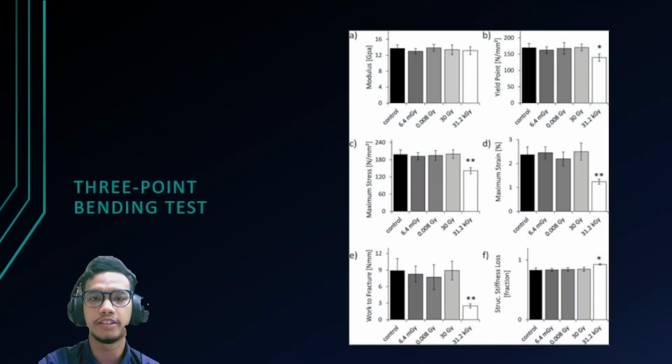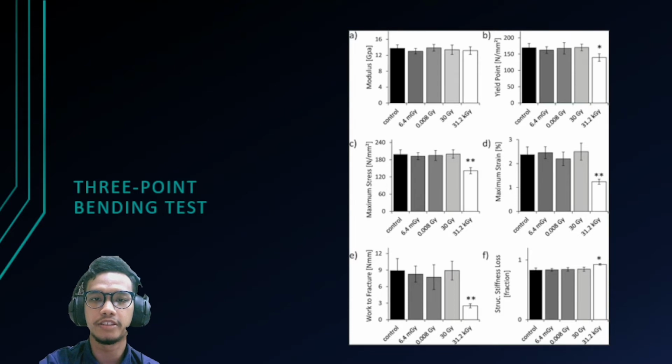In the 3-point bending test, no significant difference in the Young's modulus was detected among the groups, as you can see in chart A. However, significant differences were found between the control group and the 31.2 kGy group from chart B to E, as you can tell from the figure, especially the changes in maximum stress and strain and work to fracture. Furthermore, no differences were found between the control group and the 6.4 mGy, 0.008 gray and 30 gray groups, or between these groups with respect to the parameters assessed.